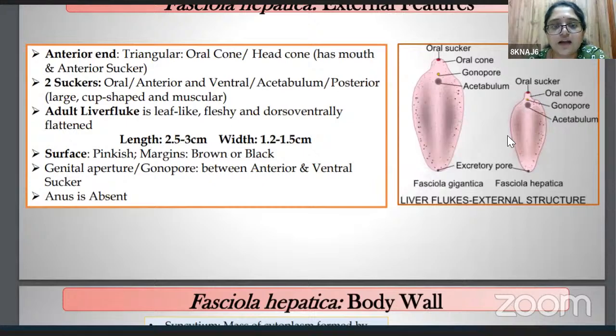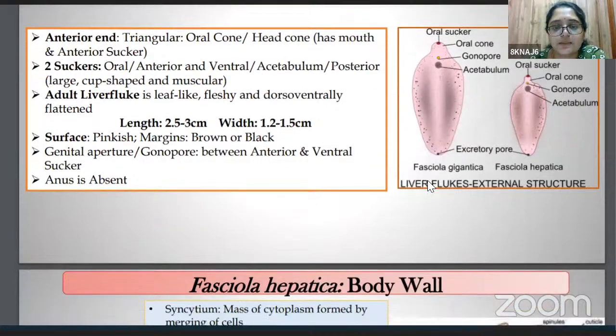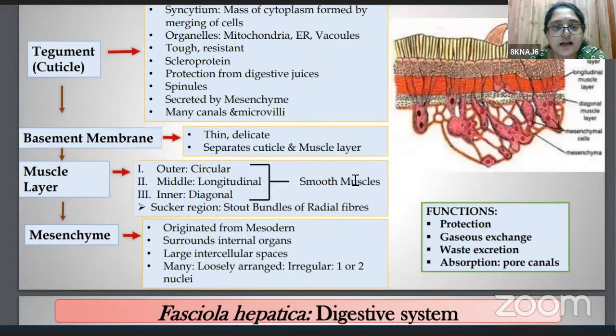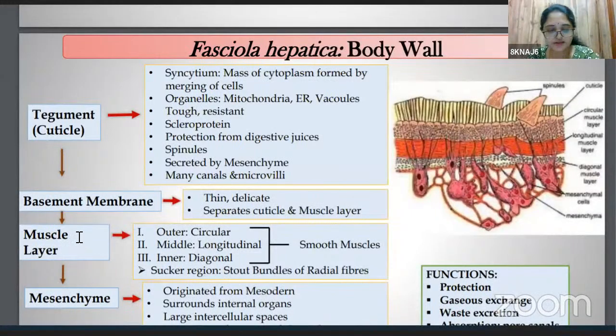It is leaf-like, dorsoventrally flattened. Length and width are given. The surface is pinkish, the margins are brownish or black. The anus is absent. When it comes to the body wall, you have the tegument, the basement membrane, the muscle layers and the mesenchyme.